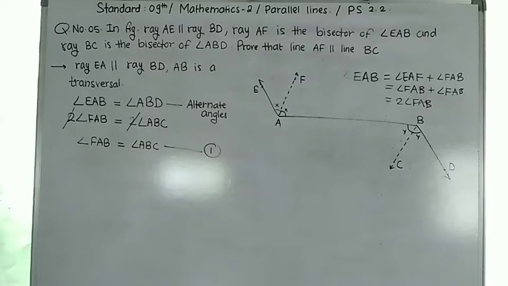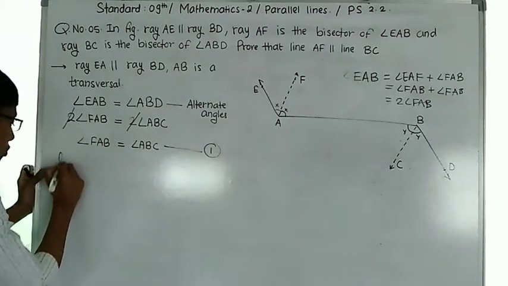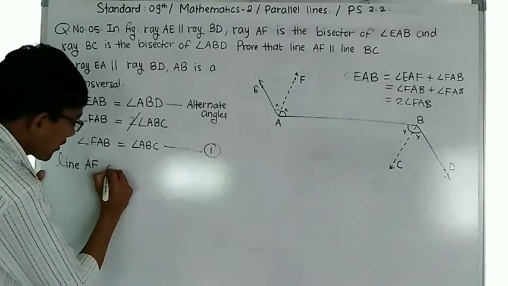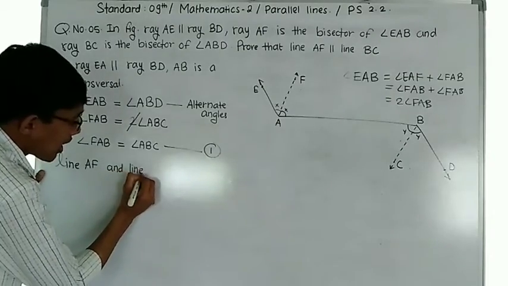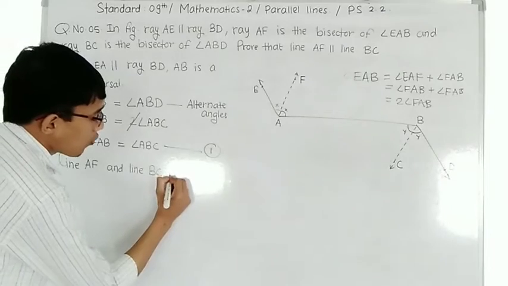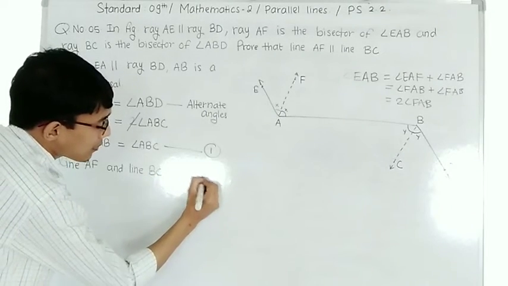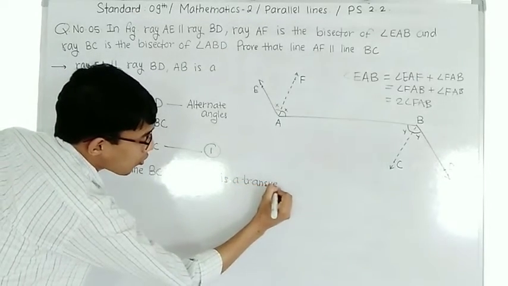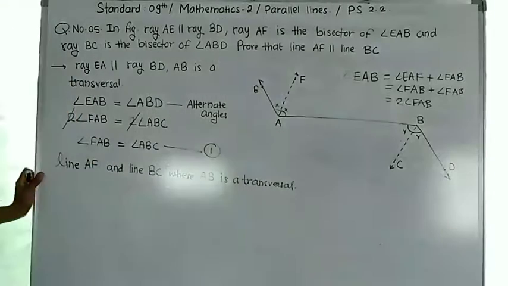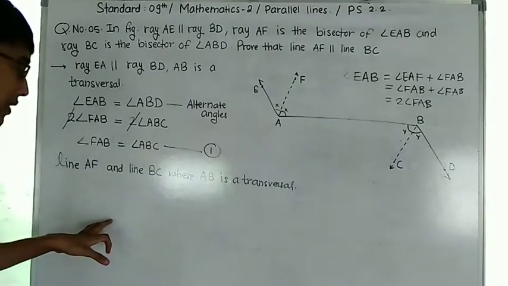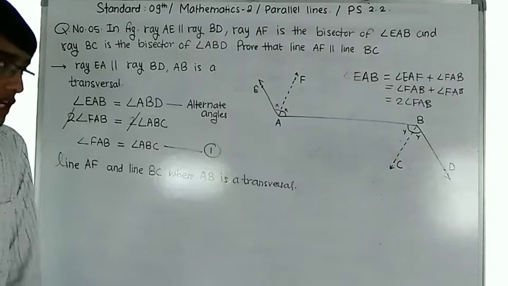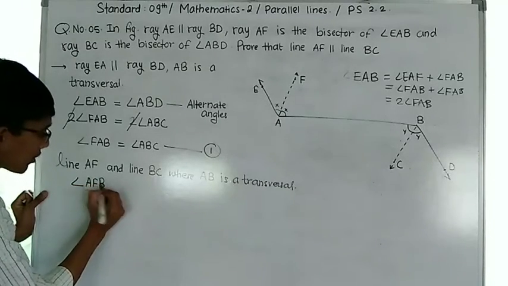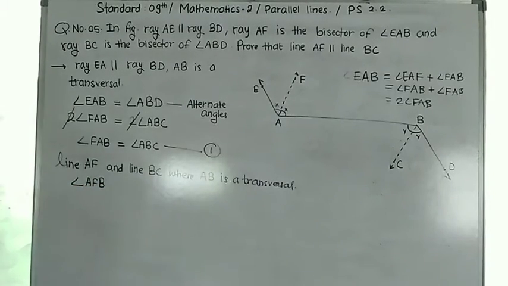Now I will take line AF and line BC where AB is a transversal. So I have taken line AF and line BC, and AB is my transversal. For that, angle AFB, angle FAB.